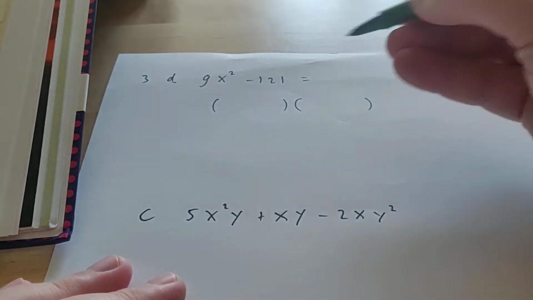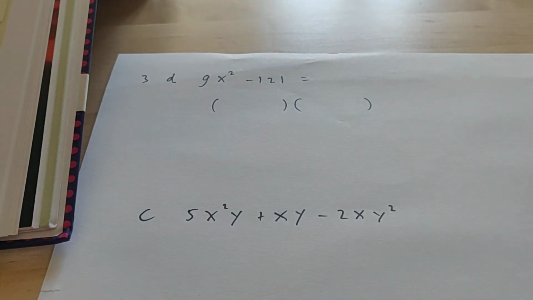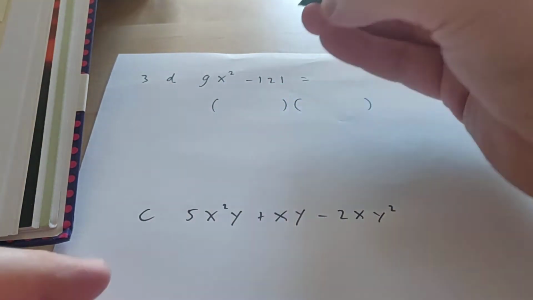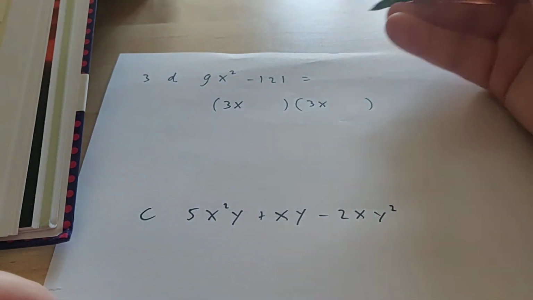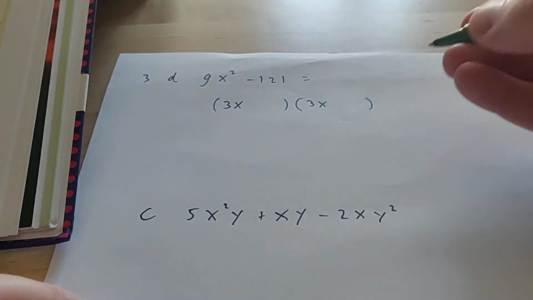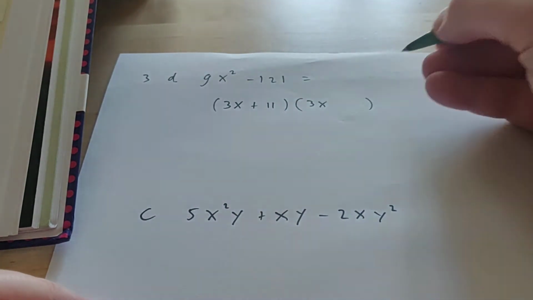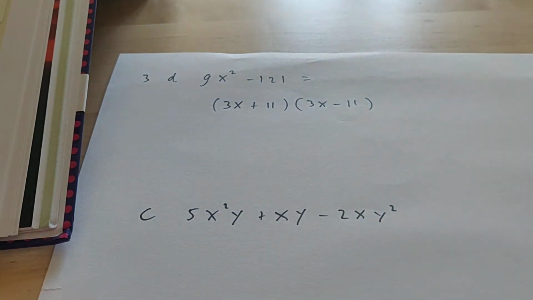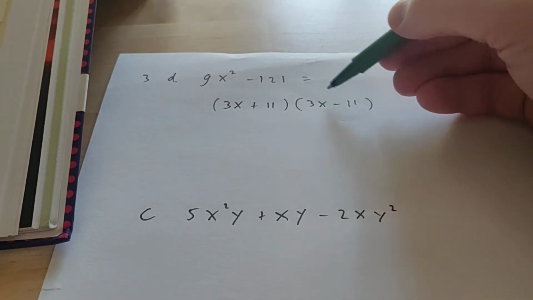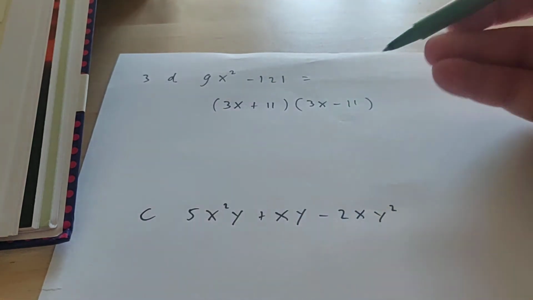So we are going to make a double set of brackets, and then you have to take the square root of this, which is 3x, and you also write down 3x here, and then you have to take the square root of 121, and that's 11, and then on one side you get plus 11, and on the other side you get minus 11.